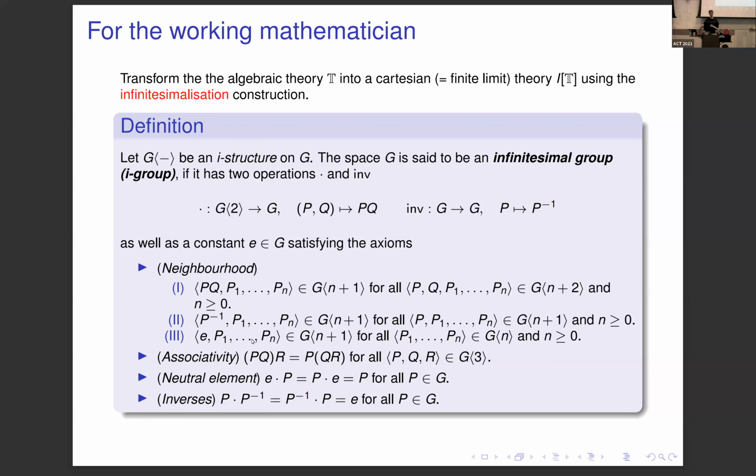Then I essentially need to encode the neighborhood axiom, because we learned that the neighborhood axiom is the key thing that is very different. Here you can see how that works. We have all the generating operations, which are the multiplication and the inverses, and we just need to make sure that whenever we operate on a neighborhood, we stay in the neighborhood, and it is sufficient to do that for these generating operations only. Okay, and the rest is the axioms of a group.